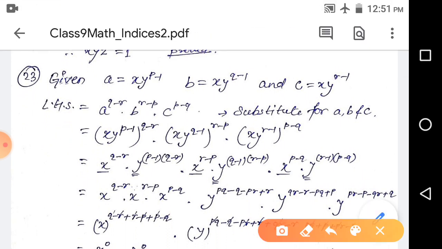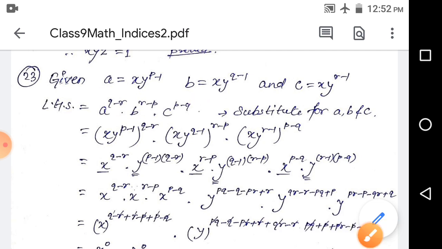Here also we have the given values as a equals x y to the power p minus 1. For b it is x y to the power q minus 1, and for c it is x y to the power r minus 1. Now whatever we have to solve, we just take the LHS part and start the solution. In the LHS part we have a to the power q minus r, b to the power r minus p, and c to the power p minus q. So what we do here, we substitute the values of a, b, c from this line.